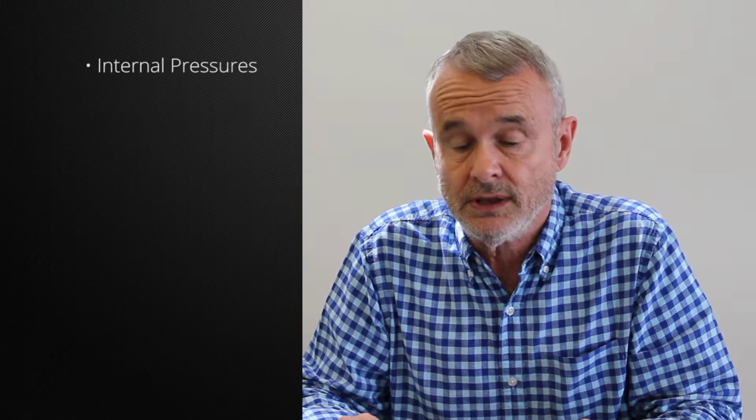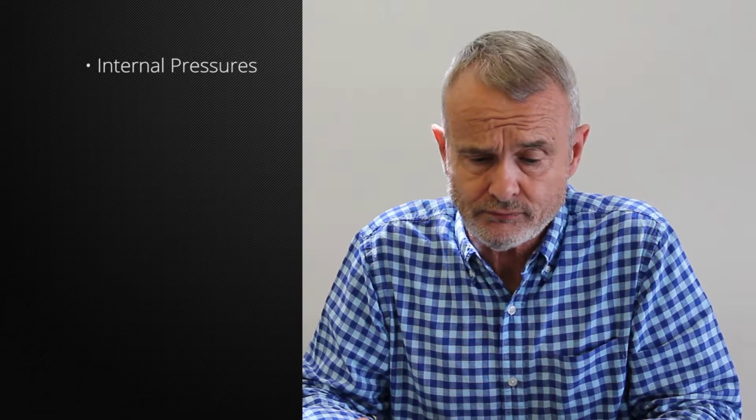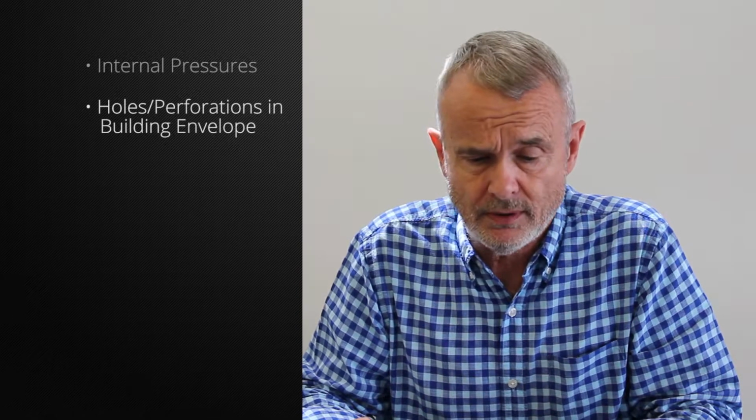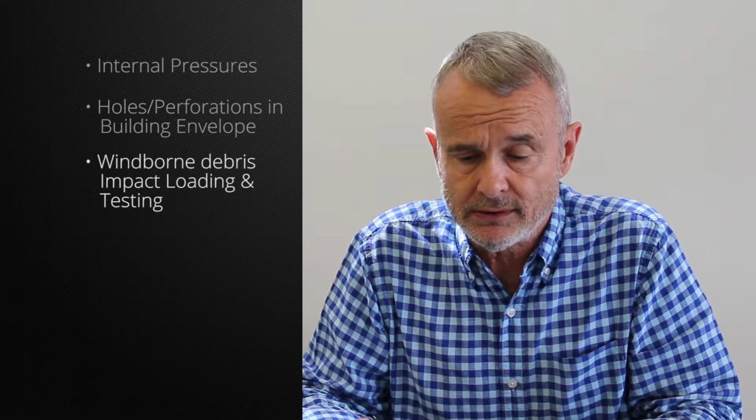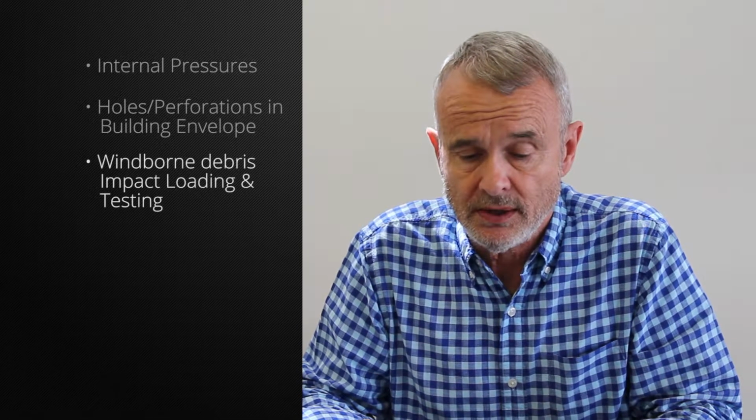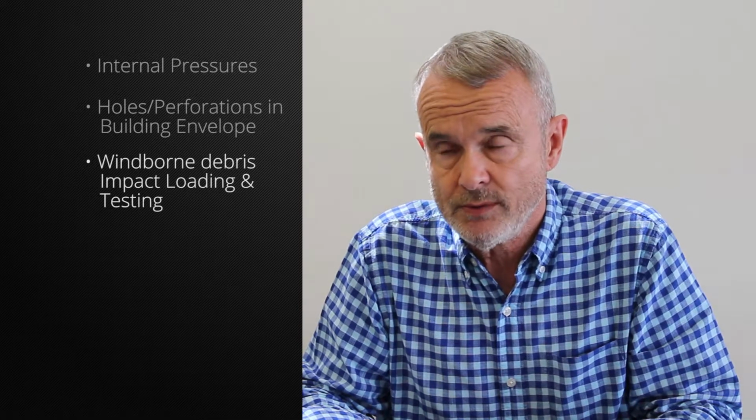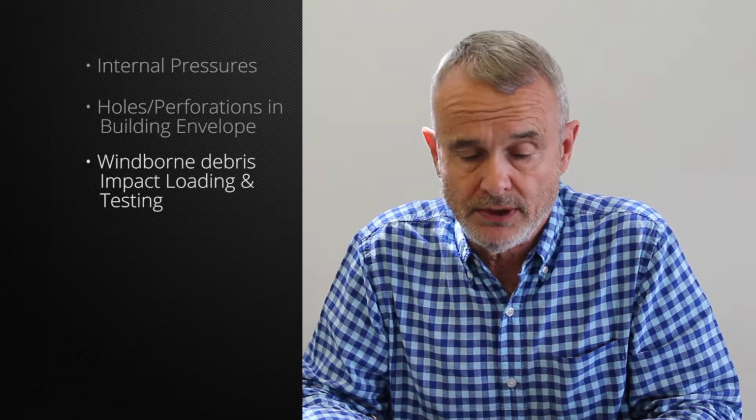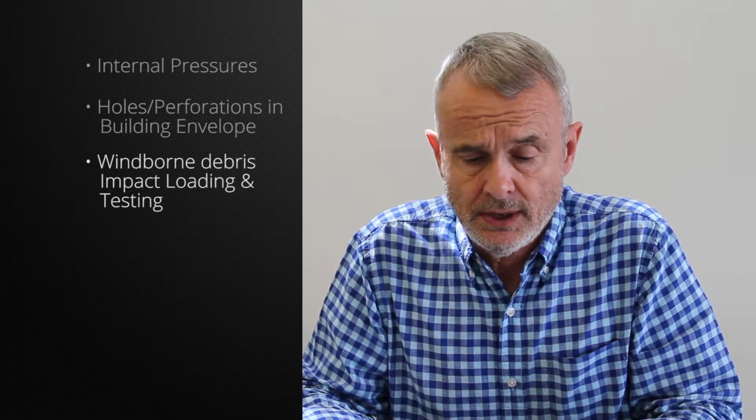The main areas that have changed are effects involving internal pressures, holes and perforations in the building envelope, wind-borne debris, impact loading and testing. This was previously well covered by the Australians and cyclone requirements, but maybe not so much in 1170.2.